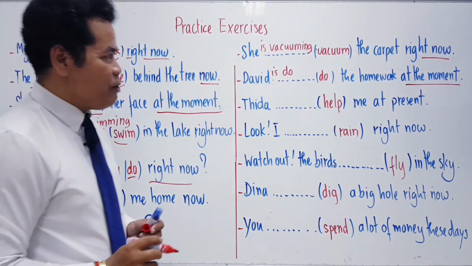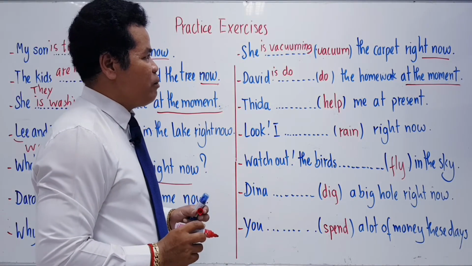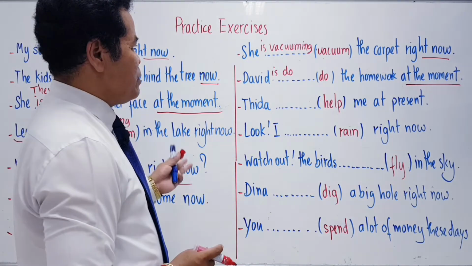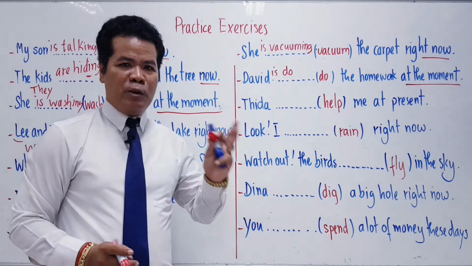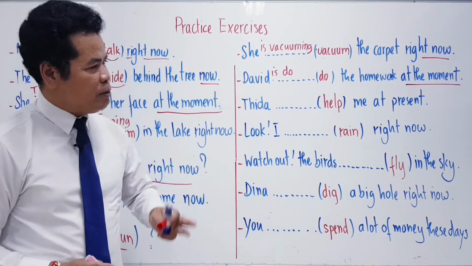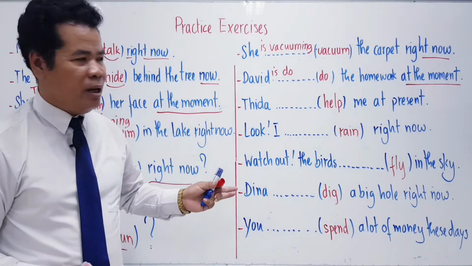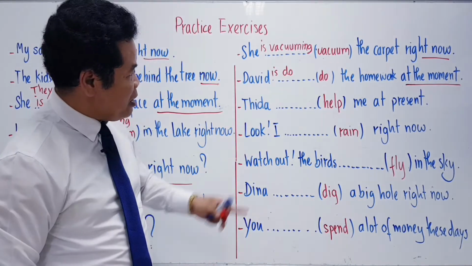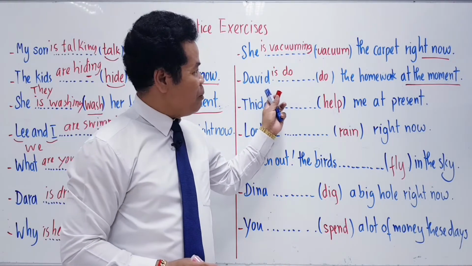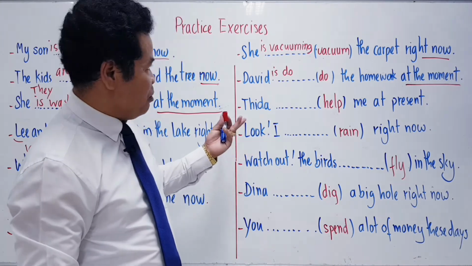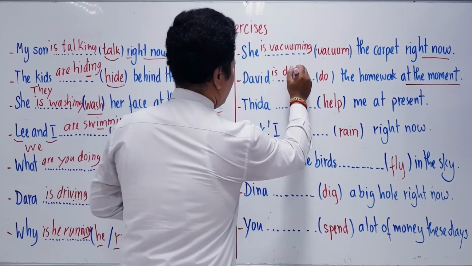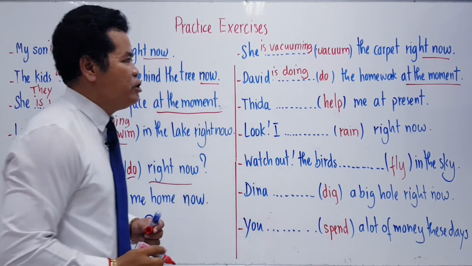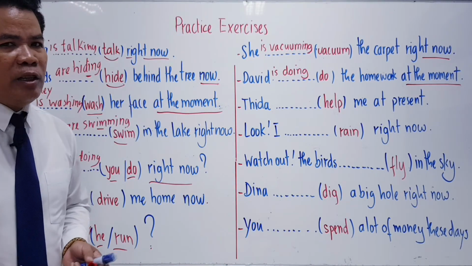It is not right, because this is not the right form of the present progressive. The form of the present progressive is made by the subject and the verb to be plus verb plus ing. Do we have subject now? Of course we have. How about verb to be? Yes, of course we have. And how about verb plus ing? Oh, sorry, I forgot. So that's why you add ing. David is doing the homework at the moment.